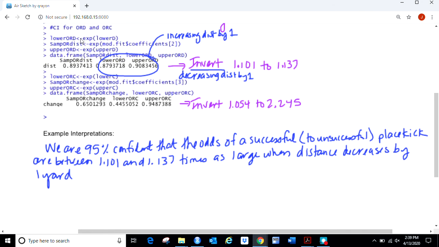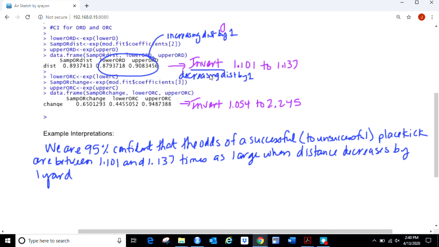Now, pausing here for a moment, does that part of the interpretation make sense to you? Why I'm doing distance decreasing by 1 yard. Right, my C was 1 because I didn't actually put anything extra in there to account for anything different. We're decreasing now because we end up having to invert that confidence interval. But this interpretation is not quite done.